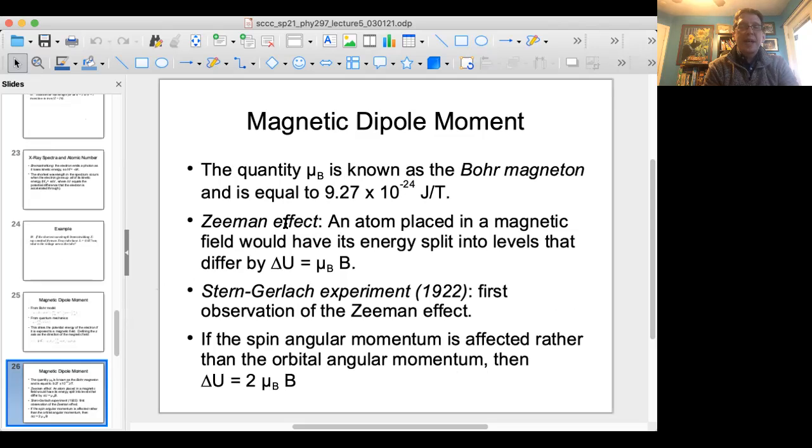And the Zeeman effect was first postulated as an example of theory leading an experiment. So Zeeman figured out that an atom placed in a magnetic field would have its energy split into levels. And you can tell what those levels are based on the Bohr magneton. And the Stern-Gerlach experiment verified the Zeeman effect. And if it's the spin angular momentum that's affected rather than the orbital angular momentum, then delta U is equal to 2 times the Bohr magneton times B.